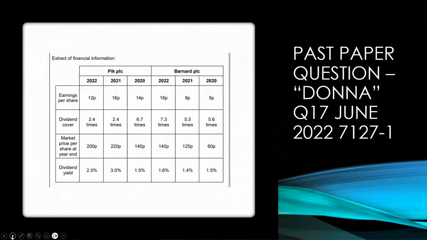We've got PIC PLC and we've got Barnard PLC, and you can see there we've got earnings per share, we've got dividend cover, we've got market price per share at the year end, and we've got dividend yield. So we can glance over those. We can see that for PIC PLC, its earnings per share seem to have peaked in 2021, gone back down again in 2022, whereas with Barnard, it's risen from 5p to 9p to 16p. So showing some strong growth there in earnings per share.